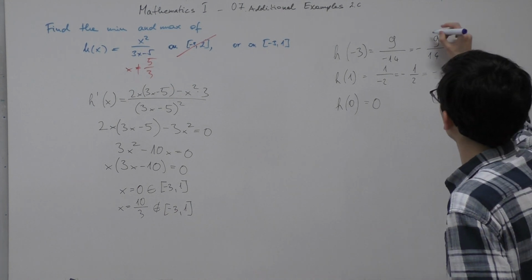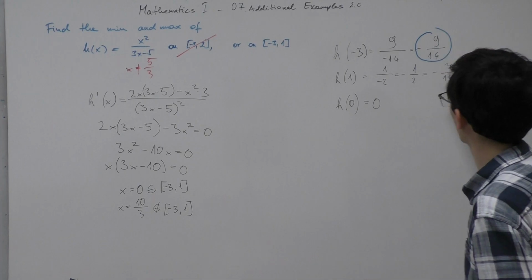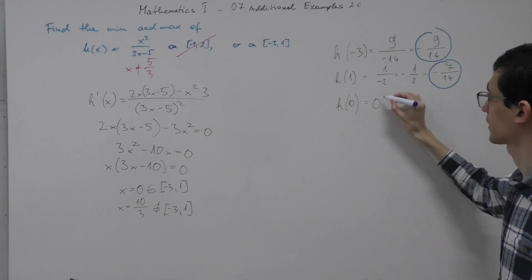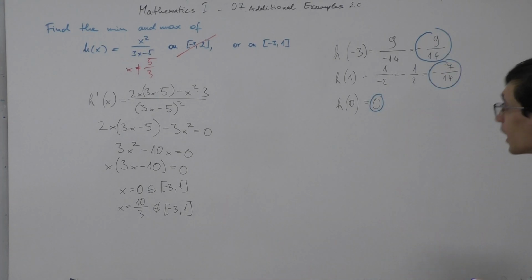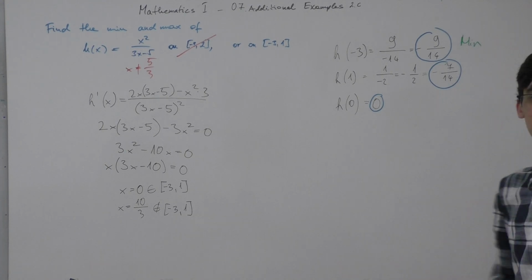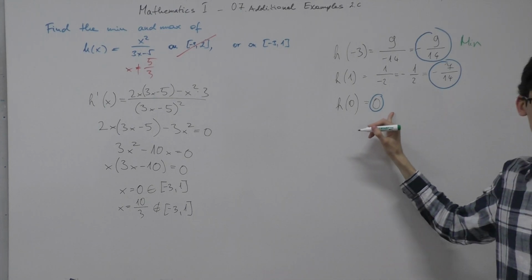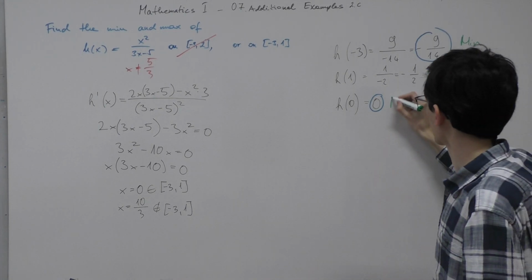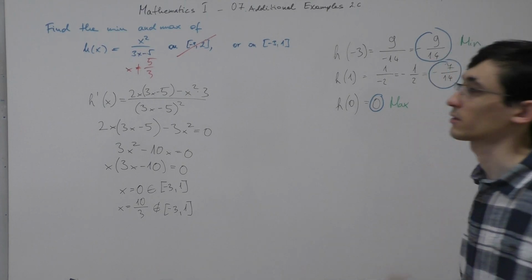9/14, -9/14, -7/14, and 0. And we can clearly see that the smallest of these will be -9/14, so that will be the minimum of this function on this interval, and the greatest of these is 0, so that will be our maximum on this interval.